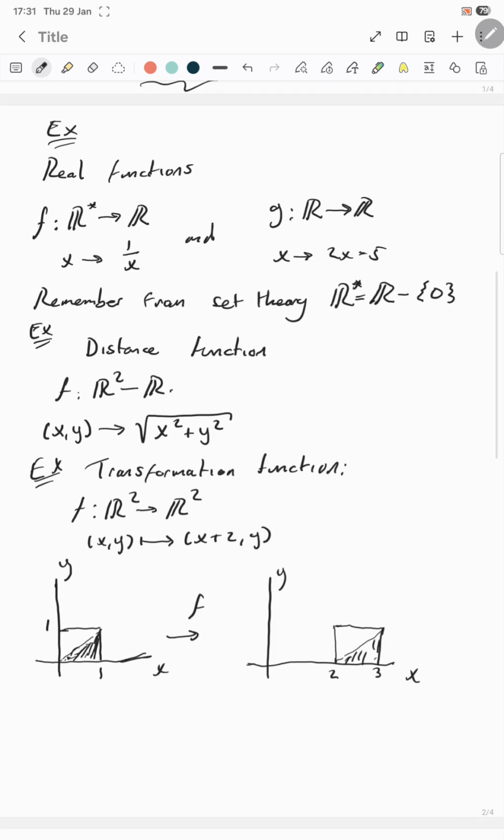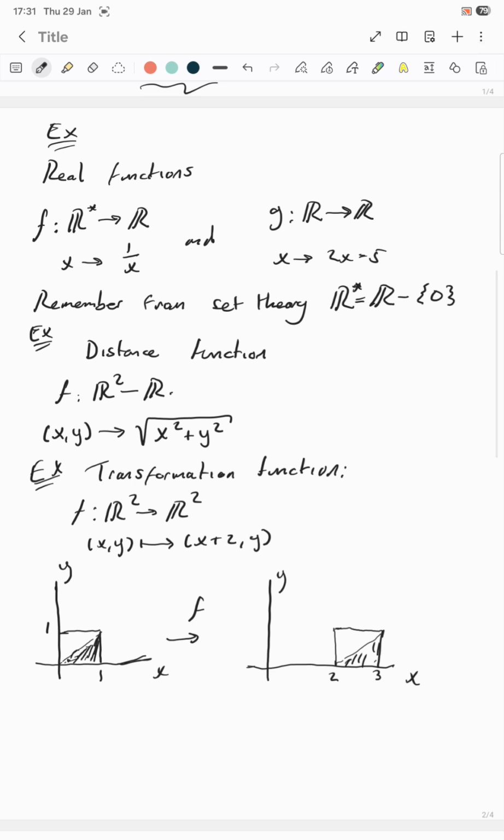Now here's an example: real functions. f: R, don't forget this is the reals without the 0, goes to R. In this case x goes to 1 over x. And g: R to R, x goes to 2x minus 5. Remember from set theory, I've shown this to be the case. Now the distance formula f: R squared to R, (x, y) becomes the square root of x squared plus y squared.